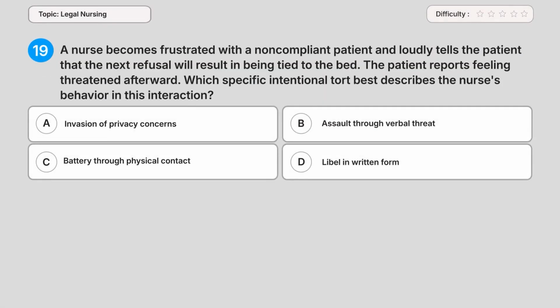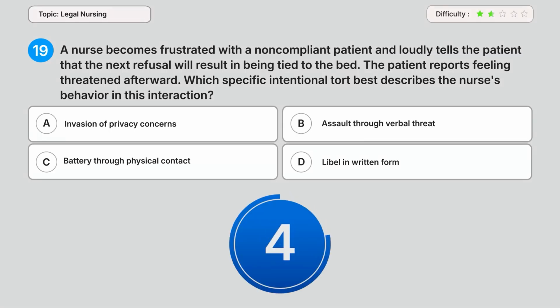Question 19. A nurse becomes frustrated with a non-compliant patient and loudly tells the patient that the next refusal will result in being tied to the bed. The patient reports feeling threatened afterward. Which specific intentional tort best describes the nurse's behavior in this interaction? A. Invasion of privacy concerns. B. Assault through verbal threat. C. Battery through physical contact. D. Libel in written form. What do you think is the answer?